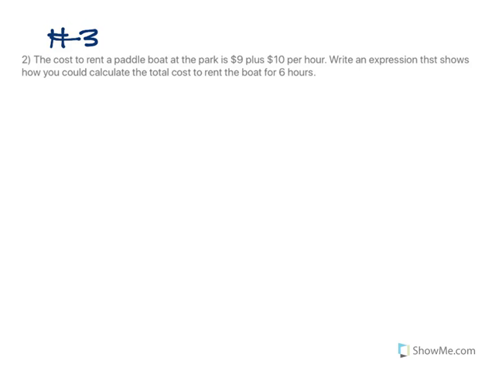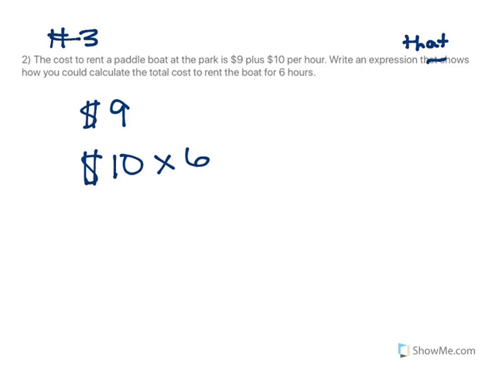So the cost to rent a paddle boat at the park is $9 plus another $10 per hour. We need to write an expression that shows how you could calculate the total cost to rent the boat for 6 hours. So what we know for sure is that there's a flat rate of $9 to rent the boat. Now what's going to change is the $10 per hour, and we're renting the boat for 6 hours. So the first thing we're going to have to do is multiply those two to figure out how many more dollars we're going to have to spend.